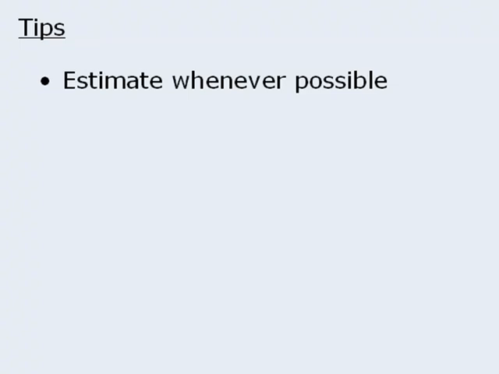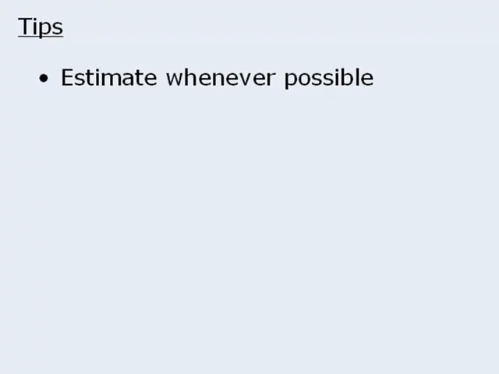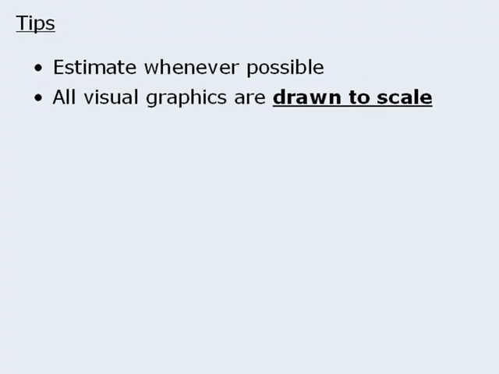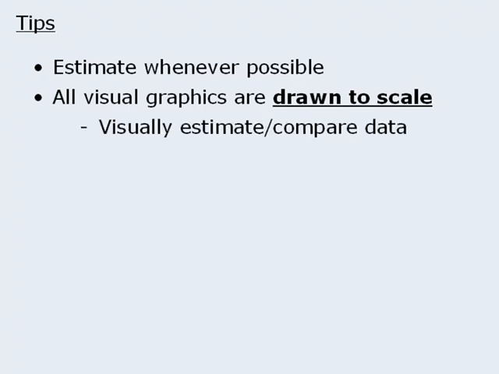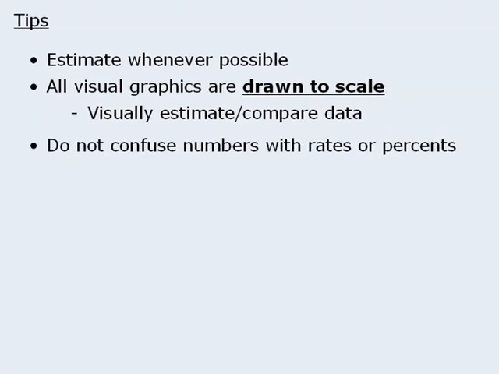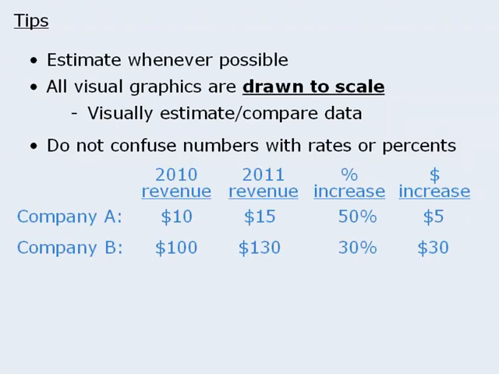The next tip involves an important feature of data interpretation questions. That is, the visual graphics, such as bar graphs, circle graphs, and line graphs, are always drawn to scale. So in many cases, you can visually estimate or compare the data values. The next tip to consider is, be sure not to confuse numbers with rates or percents. This is also a common trap on the GRE. So for example, if Company A here experienced the greatest percent increase in revenue, this does not necessarily mean that Company A also experienced the greatest dollar increase in revenue.